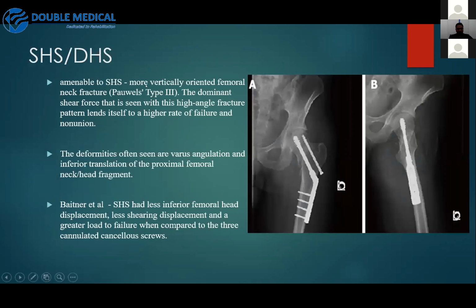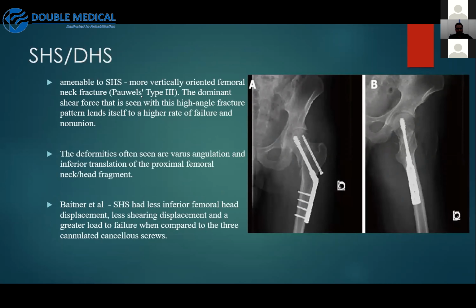So what kind of fractures are amenable to sliding hip screw? More vertical ones, Pauwels type 3, whereby the dominant shear force that is seen with this high angle fracture leads to a high rate of failure. So we want to prevent the varus and the inferior translation of the proximal fragment. Deneka et al. showed that sliding hip screw had less inferior femoral head displacement, less shearing, and also greater load to failure when compared to 3 cancellous screws.